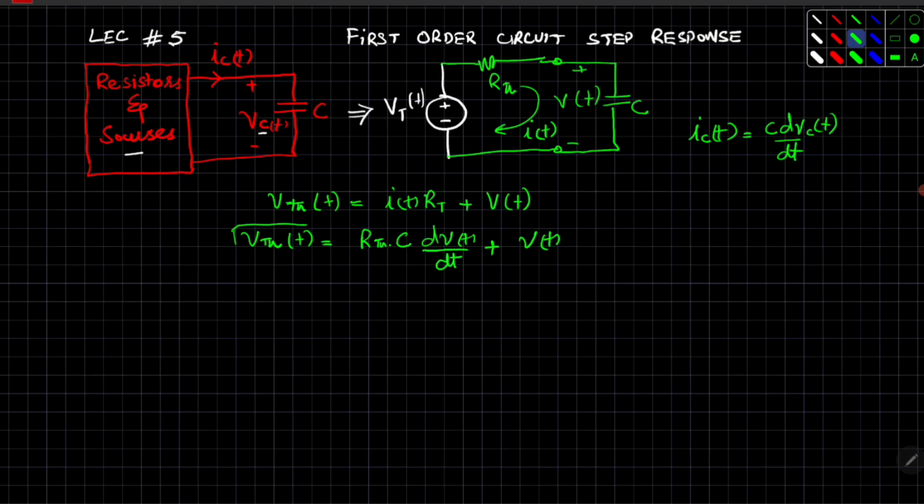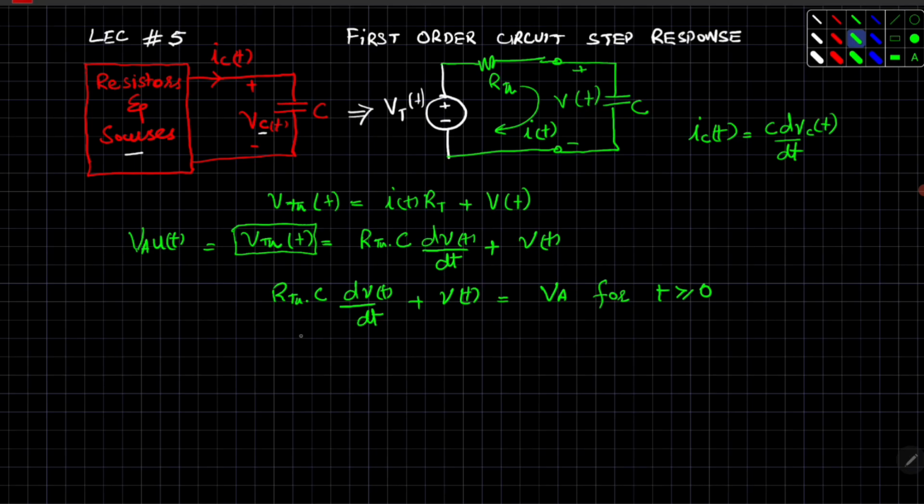So this is our source voltage. Let's say this is a step voltage, so we will write it as Va, the source voltage, times u of t, the step function. So our equation becomes R Thevenin times C dv(t) over dt plus v(t) is equal to Va. As we know, this is for times t greater than or equal to 0, so we don't need to write u of t every time.